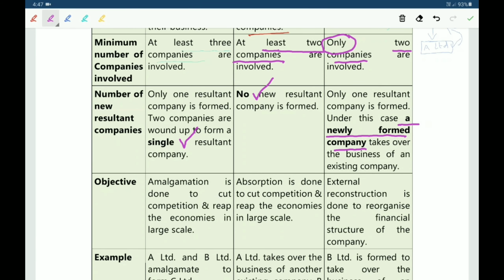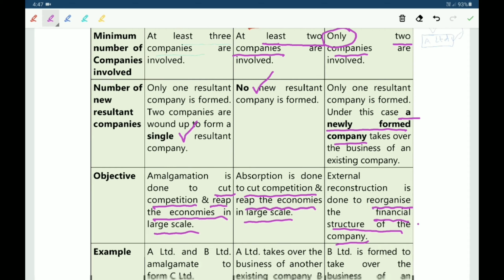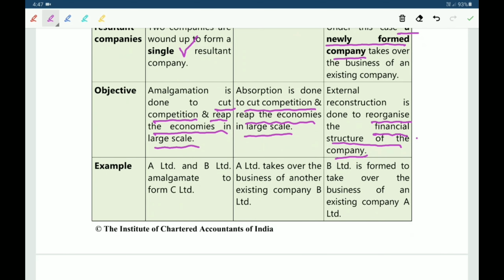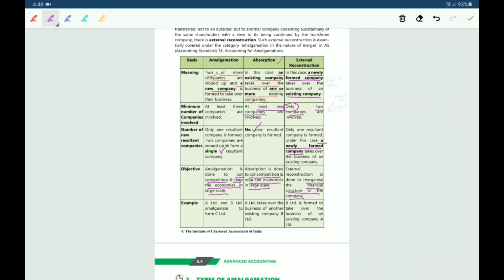Next objective. The objective of amalgamation is to cut competition and reap the economies of large scale. Next absorption, the same: to cut competition and reap economies of large scale. It is also the same objective. For external reconstruction, the objective is to reorganize the financial structure of the company. Examples already discussed. So these are the 3 methods.